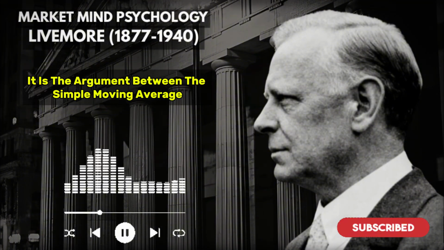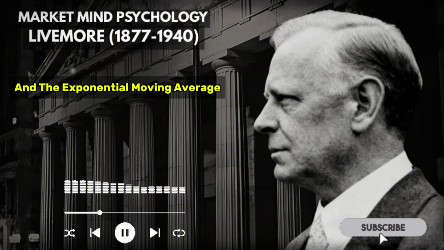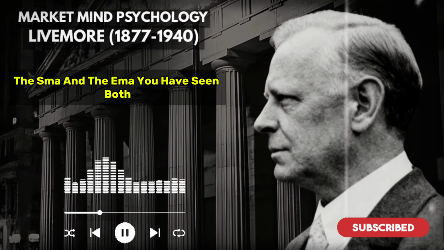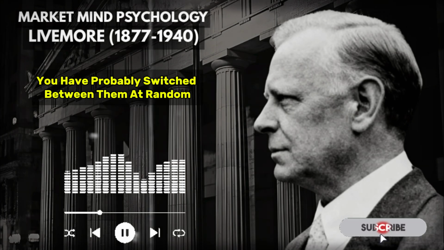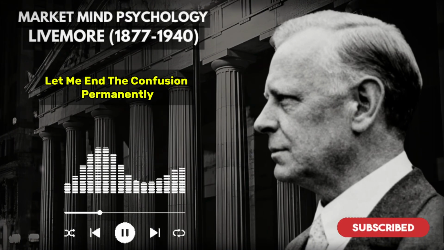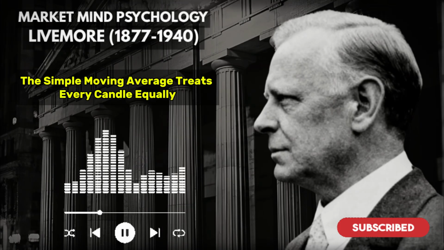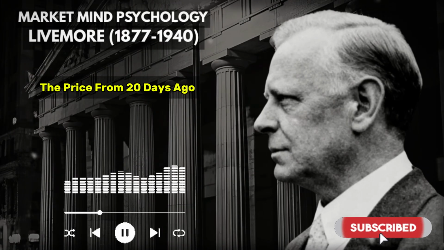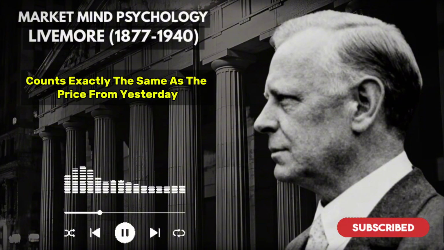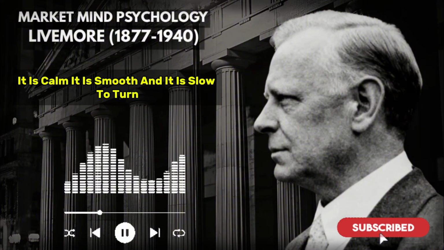It is the argument between the simple moving average and the exponential moving average, the SMA and the EMA. You have seen both. You have probably switched between them at random. Let me end the confusion permanently. The simple moving average treats every candle equally. The price from 20 days ago counts exactly the same as the price from yesterday. It is calm, it is smooth, and it is slow to turn.